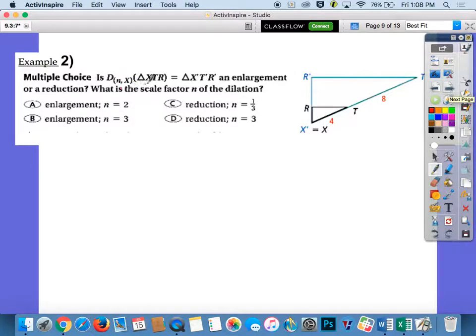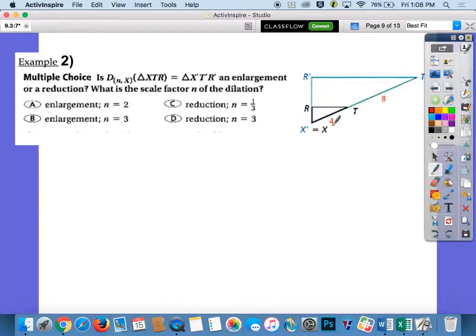This is the notation I was talking about. Guys, all this is telling me is a dilation of triangle XTR to triangle X prime, T prime, R prime, an enlargement or reduction. And remember what I told y'all, your order is going to matter. Alright, so let's go ahead and check it out. This is just telling me that this is point X, which is the same as X prime, because my center of dilation is right here, so it's growing from that point.